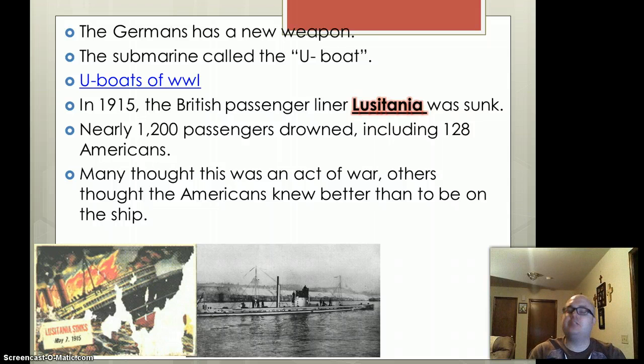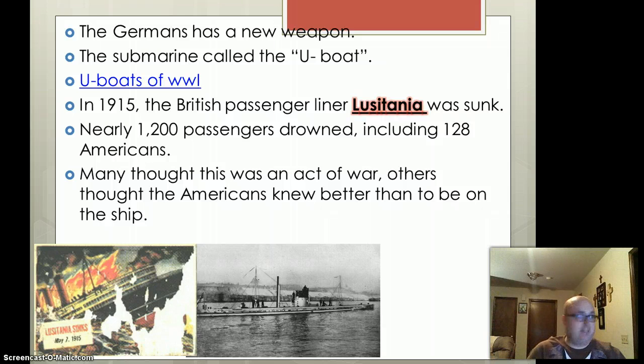1,200 passengers drowned, and 128 Americans. This is it. If you want to chalk something up for what took America into the war, the Lusitania. This is really going to be the straw that breaks the camel's back, and this eventually leads to us getting into the war, the sinking of the Lusitania.